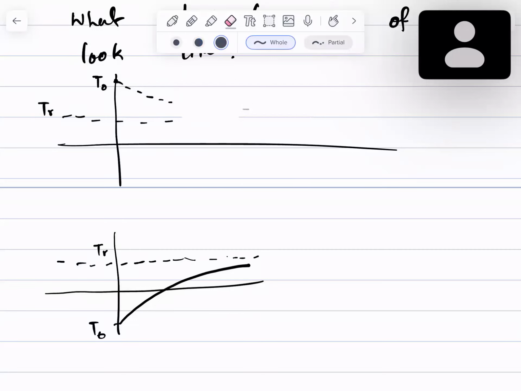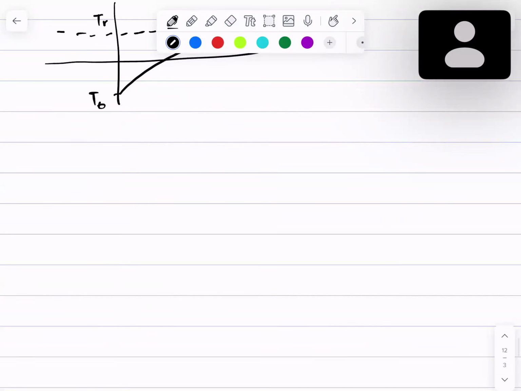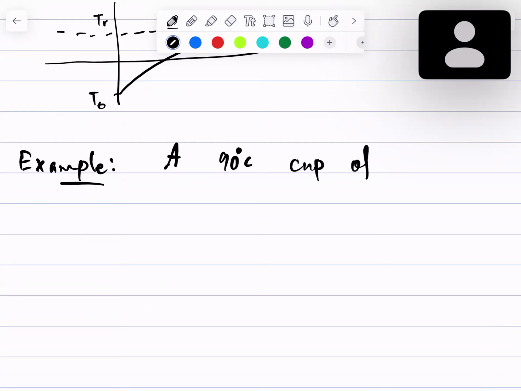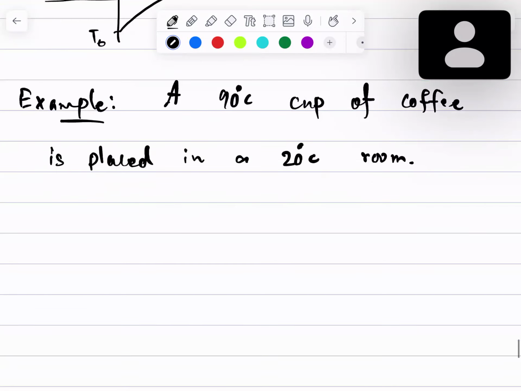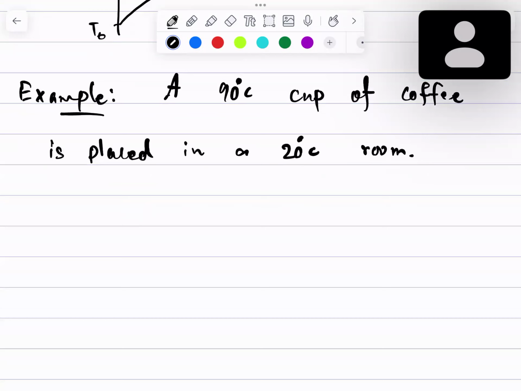Before that, let me just clear things down. So, say my example is like this. A 90 degrees Celsius cup of coffee is placed in a 20 degrees Celsius room. So maybe the person is Asian because this is in degrees Celsius.